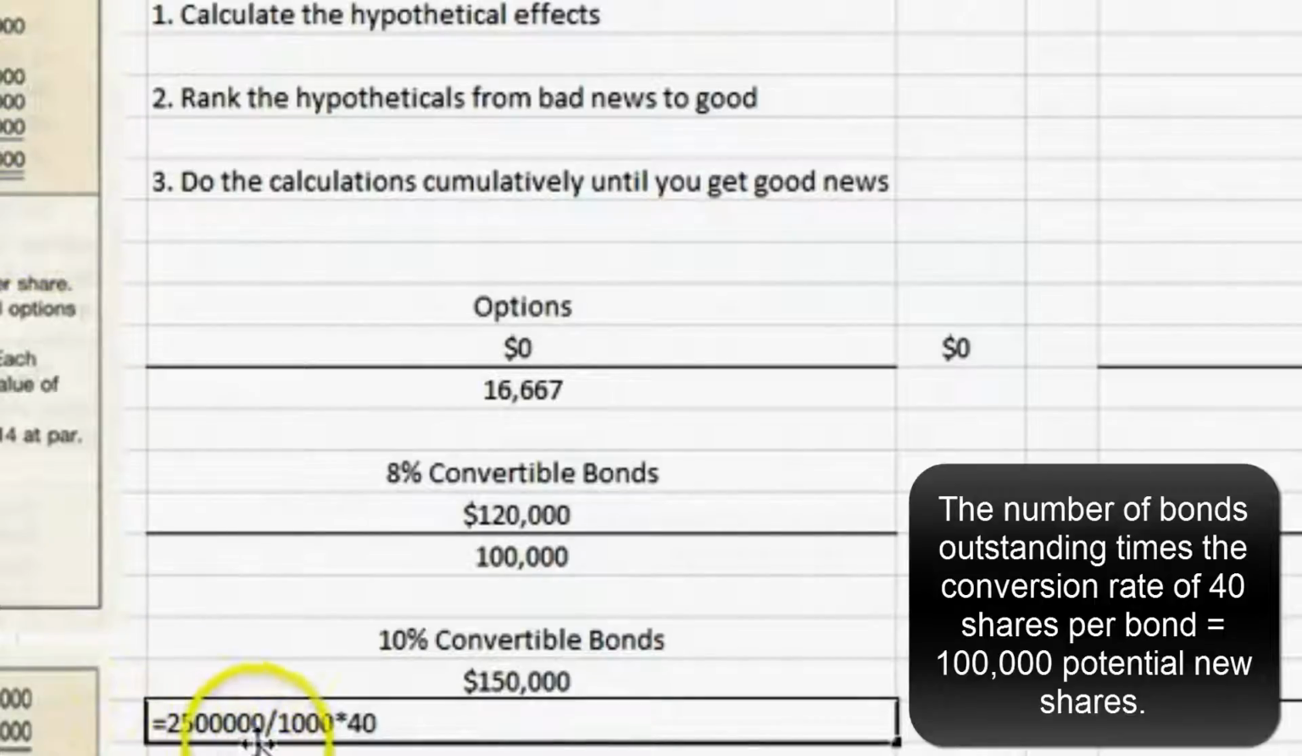Similar analysis as to the 8% bonds. There's $2,500,000 worth of bonds outstanding. We divide it by 1,000 to get the number of bonds. Each bond is convertible into 40 shares.